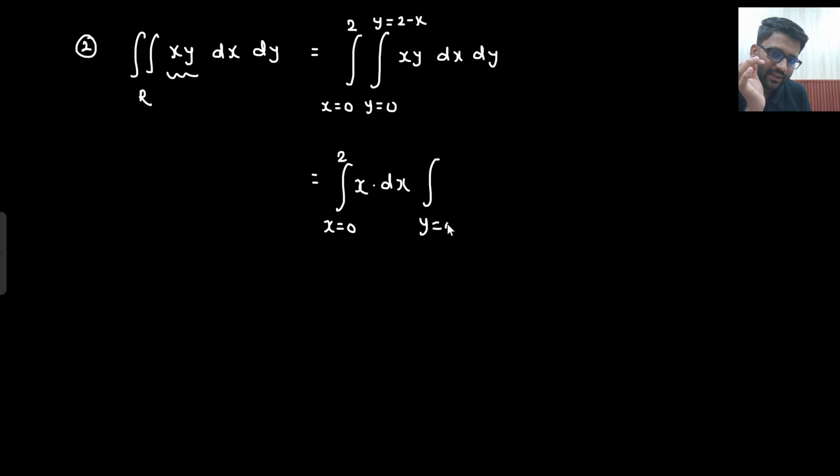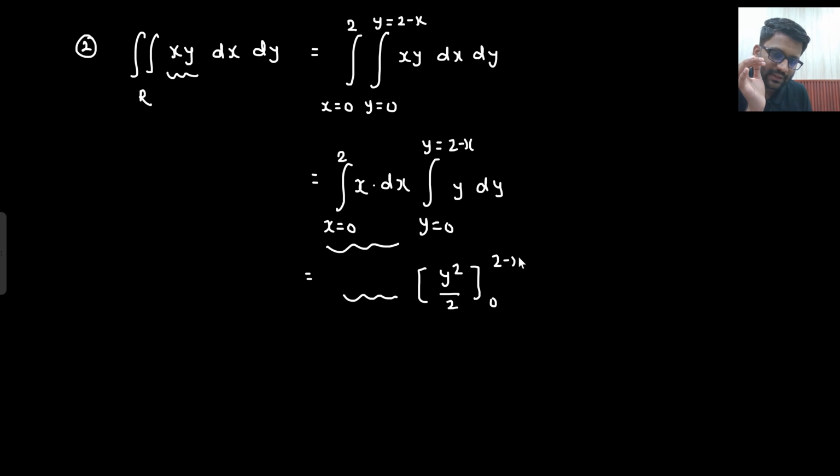Now you need to do the integration with respect to y. y dy. So let's keep this part as it is. I don't care about this part. y square by 2, 0 to 2 minus x. What you are getting? This part is there as it is. 2 minus x whole square divided by 2, and then you put 0, that would be 0 only.